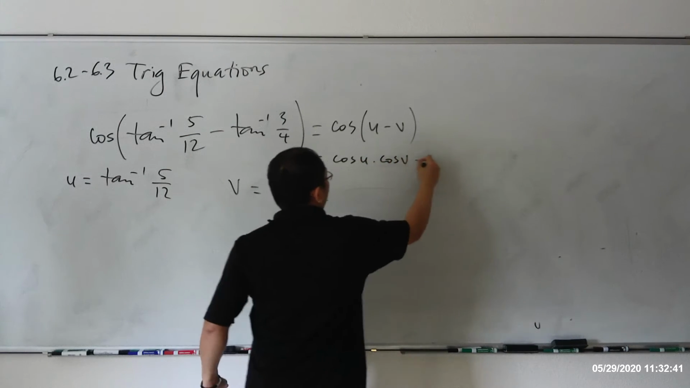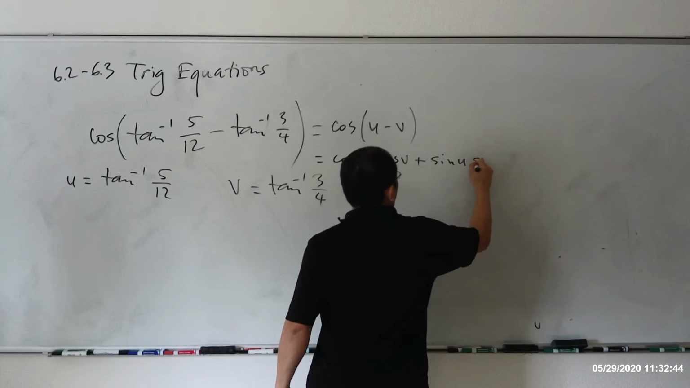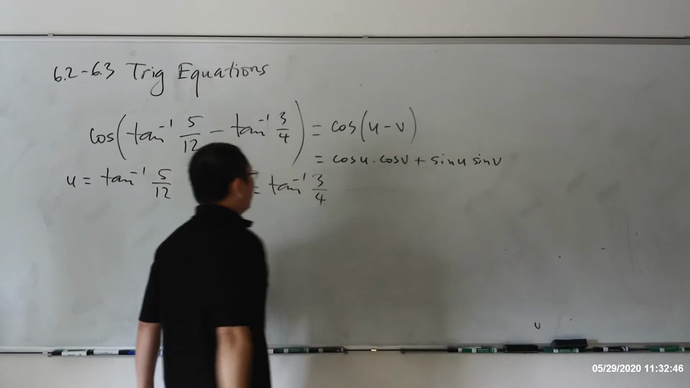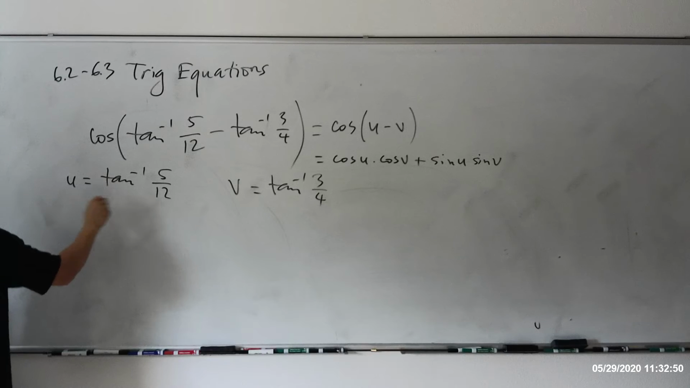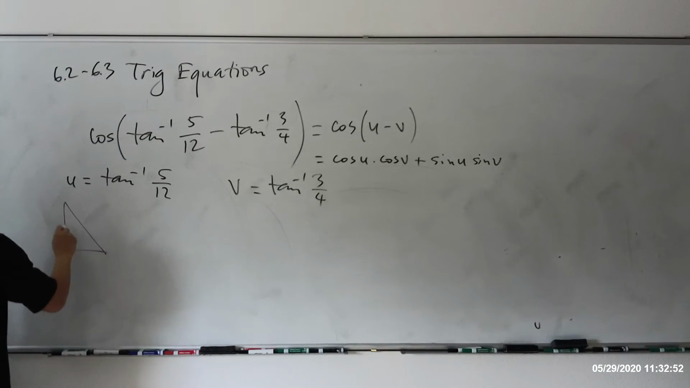Times cosine v plus sine u sine v. So you have to calculate all u and v right here. And of course, same trick, but you have to do it twice because you have two of them. For the first one, I'm going to draw the right triangle. The angle right here is u. Oops, I have to convert it back.